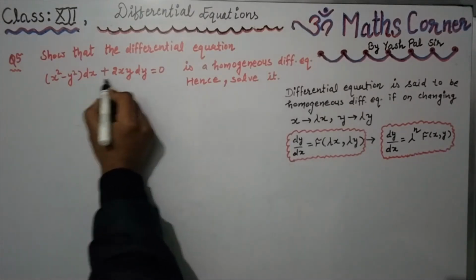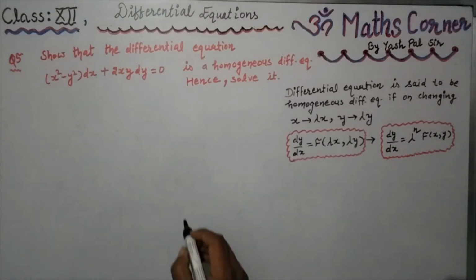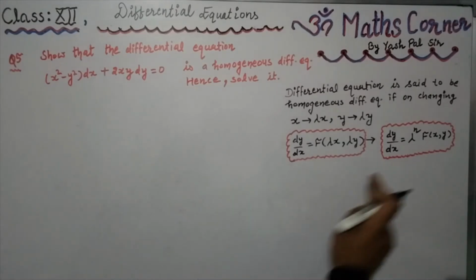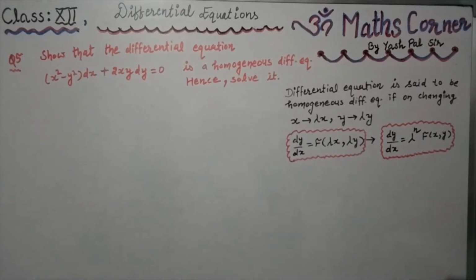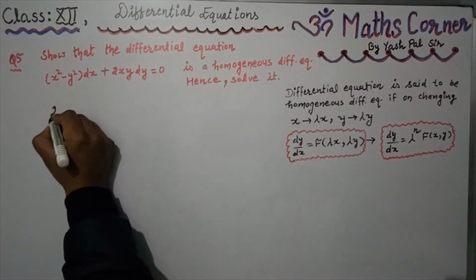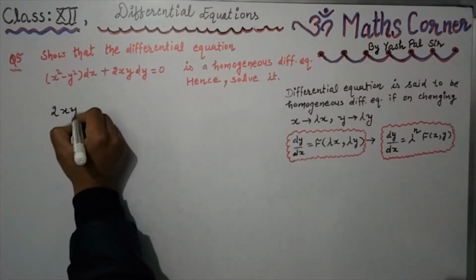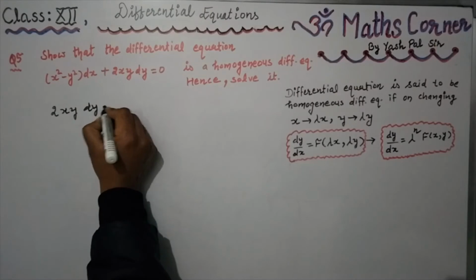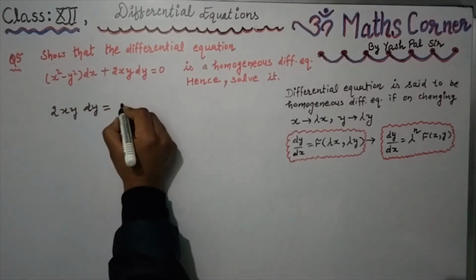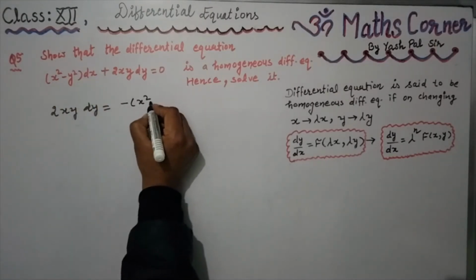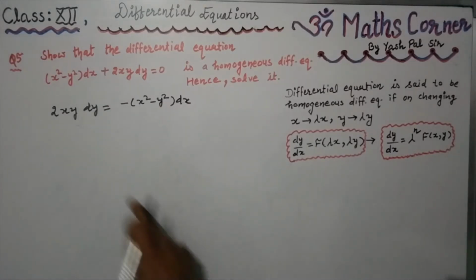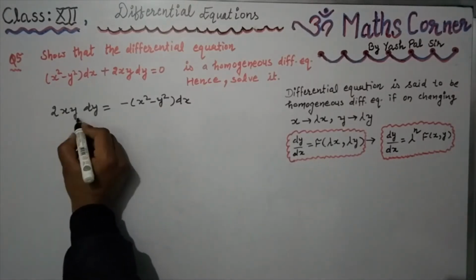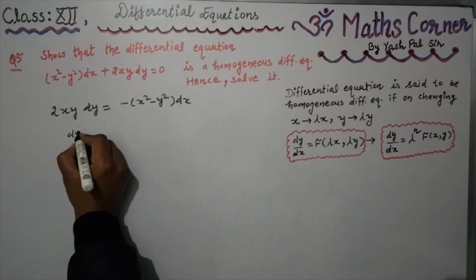So here we are going to apply the same. First of all, we write this differential equation in the form dy upon dx is equal to f of xy. For this purpose we write this equation as 2x into y into dy is equal to minus x square minus y square into dx, right?